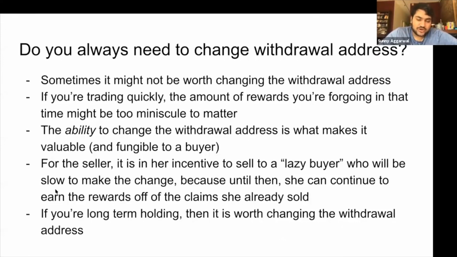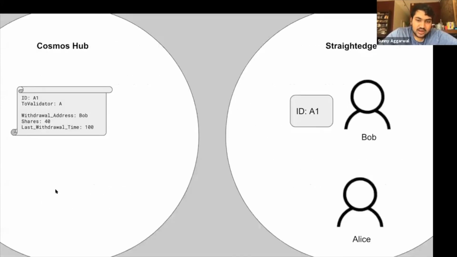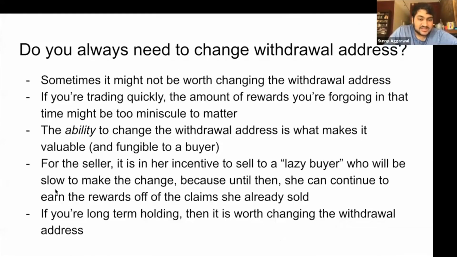So sometimes, let's say you're trading really quickly on this other chain, like on Uniswap, doing some arbitraging or something. Maybe it's not even worth changing the withdrawal address, because the amount of rewards you get in the time you're holding the asset is barely anything, since you're trading on a minute-to-minute basis. Really, it's the potential for someone else to buy that asset and start claiming the rewards themselves that gives it value. So it might not even be worth the IBC fee to do that.